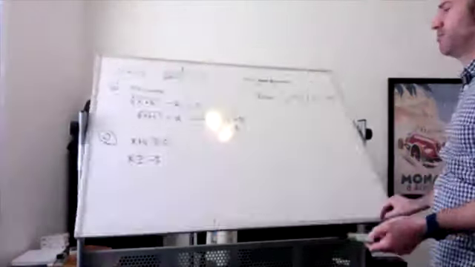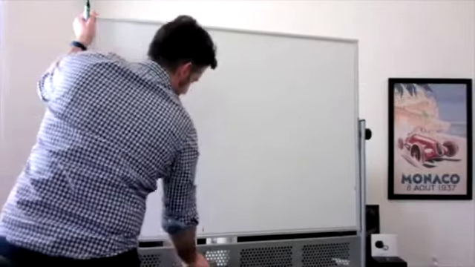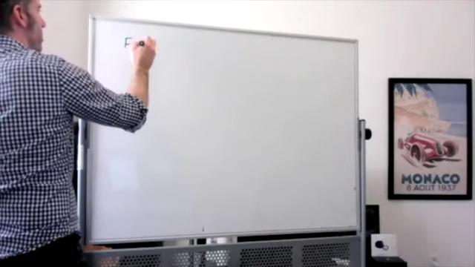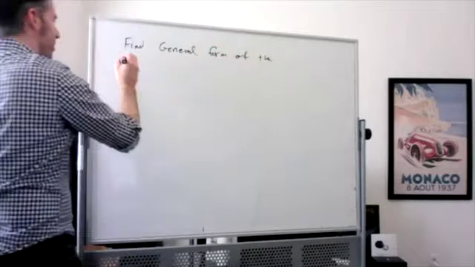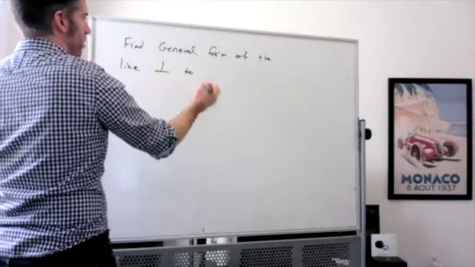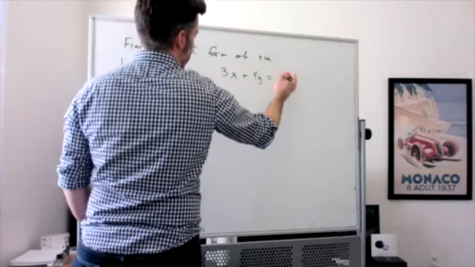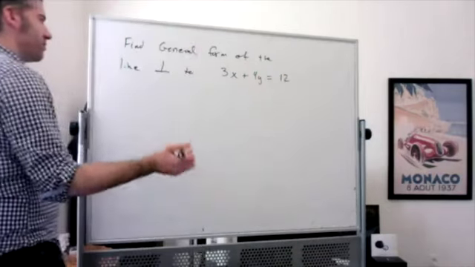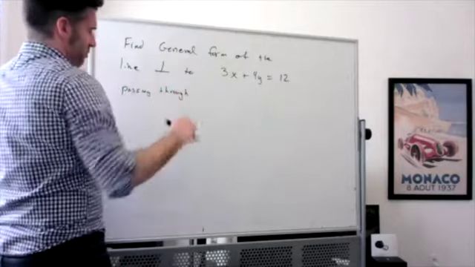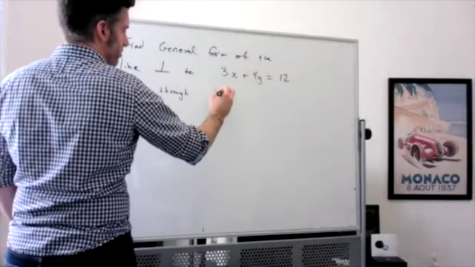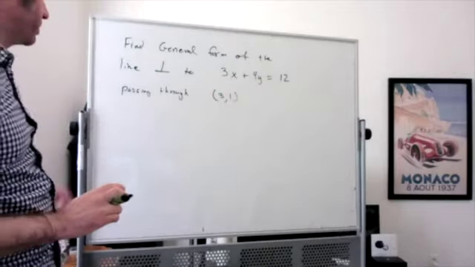Cool. Let's do another one. So let's say I want to find the general form of the line perpendicular to 3x plus 4y equal to 12, passing through the point, I don't know, to make sure it's not a point that's on this, 3, 1. Sure, that seems reasonable.